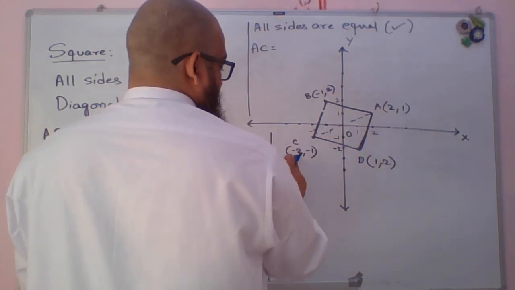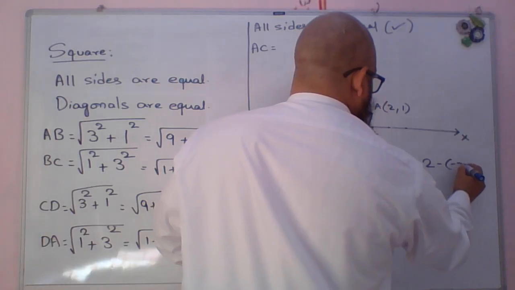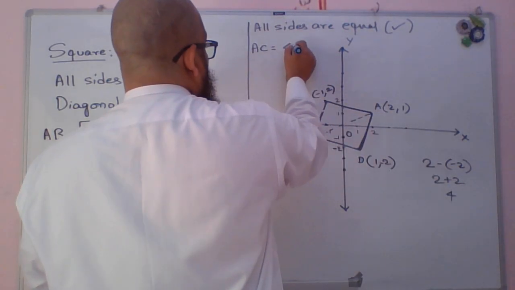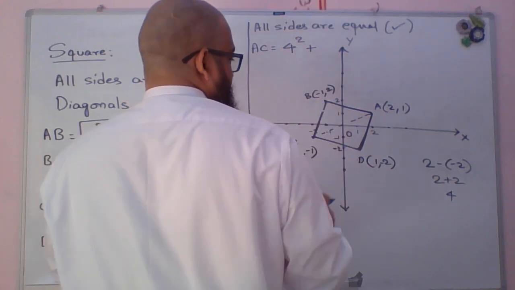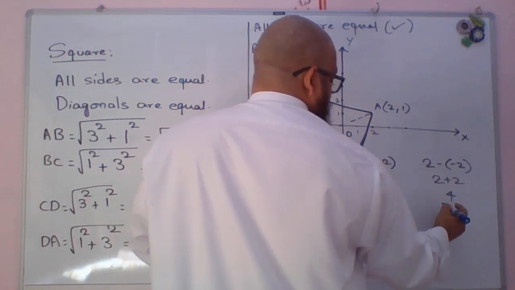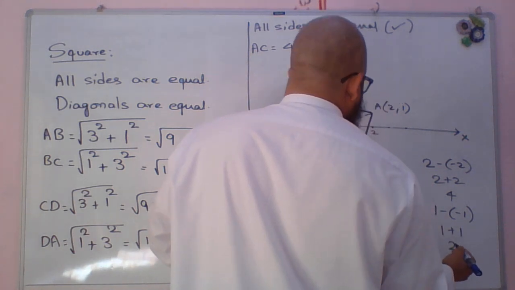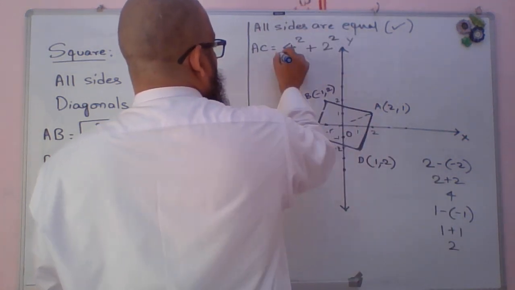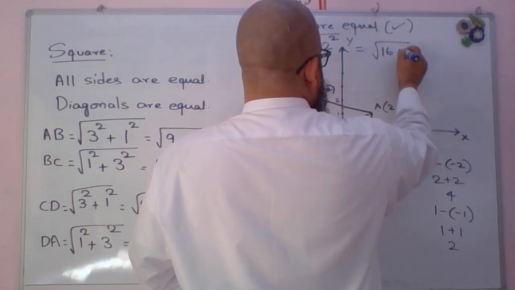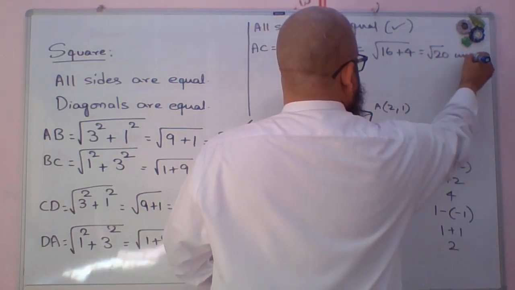AC: 2 minus minus 2. Which is bigger? 2 is bigger. So find the difference, 2 minus of minus 2. So it is 2 plus 2, that is equal to 4. So it will be 4 squared plus 1 and 1. Which is bigger? 1. So 1 minus of minus 1, so 1 plus 1, it is 2. So it will be 2 squared. Now under root, that is equal to square root of 4 squared is 16 plus 2 squared is 4. So that is equal to root 20 units.